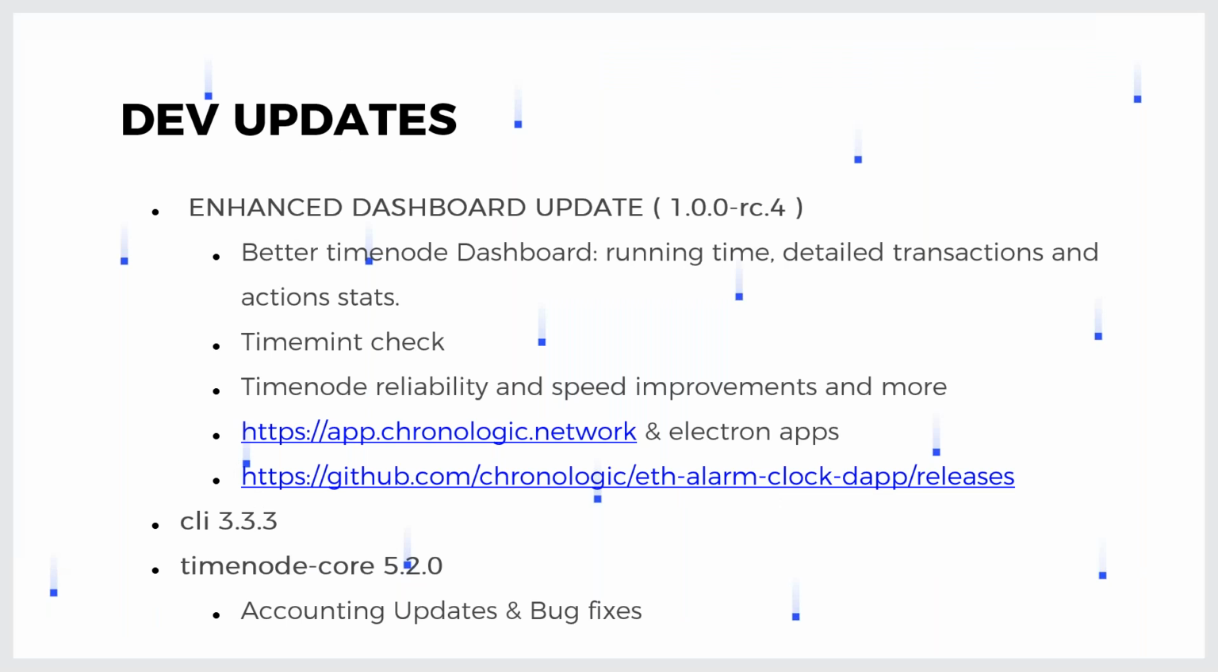Sure. So this week we pushed some changes to the dashboard on the time node, the browser version of the time node. This includes some nice enhancements that people have been asking for, such as being able to see how long the time node has been running, as well as some more details about the transactions that the time node has registered and cached, as well as some tweaks to how the statistics are shown for the executions and claimings, just to make things a little clearer on the UI side.